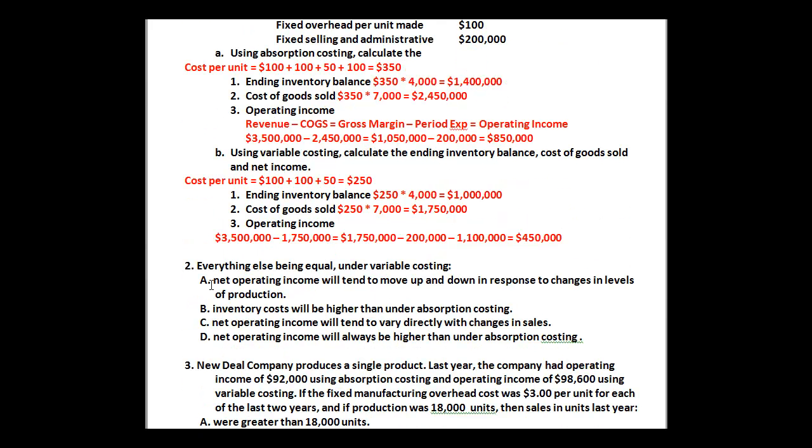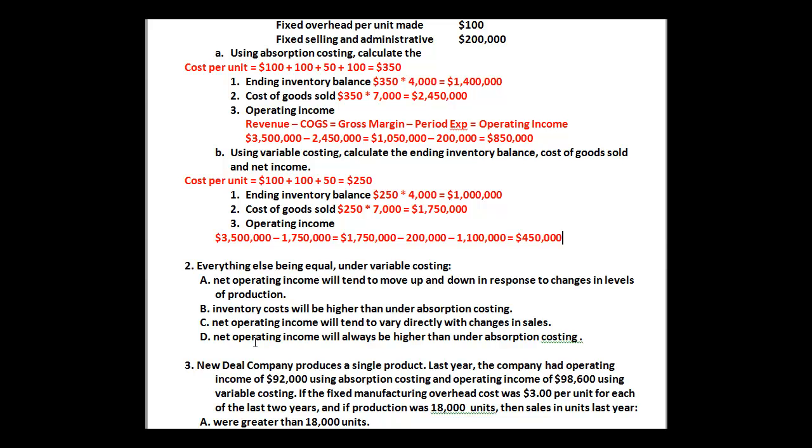Question number 2 says, everything else being equal under variable costing: A, net operating income will tend to move up and down in response to changes in levels of production. B, inventory costs will be higher than under absorption. C, net operating income will tend to vary directly with changes in sales. And D, net operating income will always be higher than absorption.